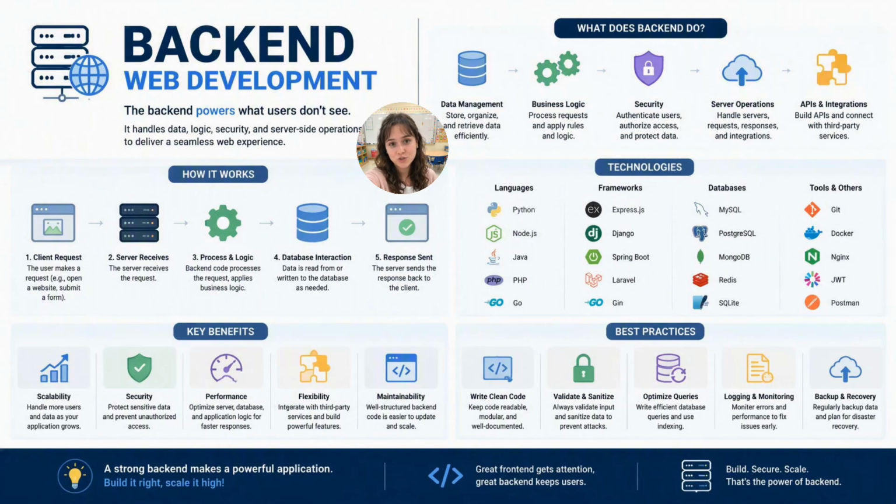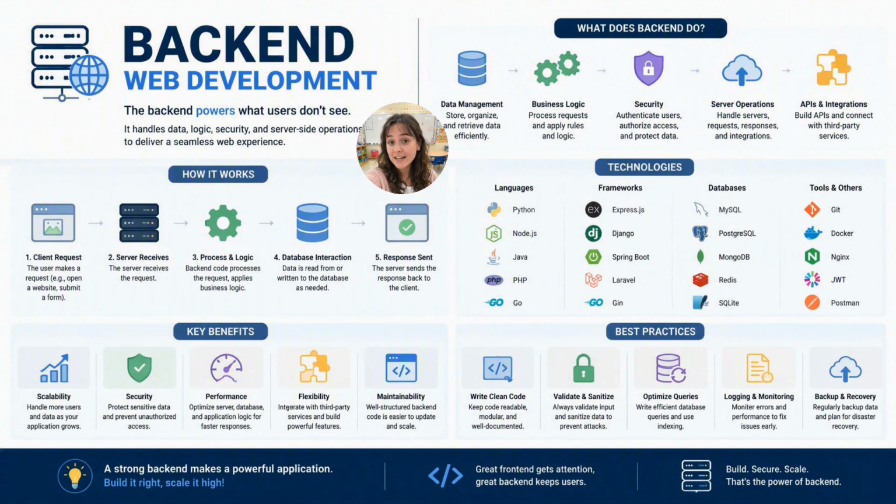For persistent data storage, developers choose from various databases, including relational options like MySQL and PostgreSQL, and NoSQL choices like MongoDB, along with specialized tools like Redis for caching and SQLite for lightweight storage. Finally, a suite of tools and others supports the development and deployment process, including Git for version control, Docker for containerization, Nginx as a web server, Postman for API testing, and JWT for secure authentication.